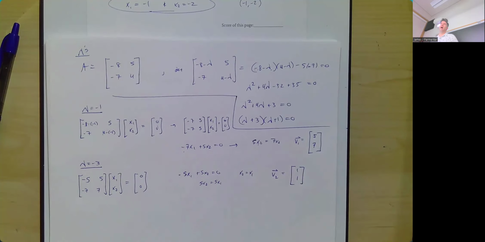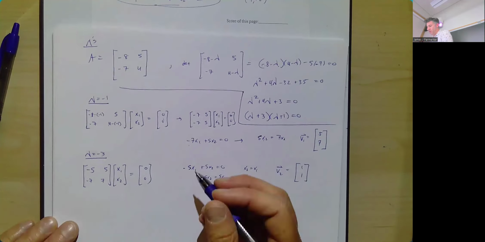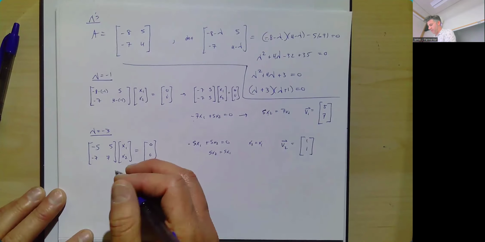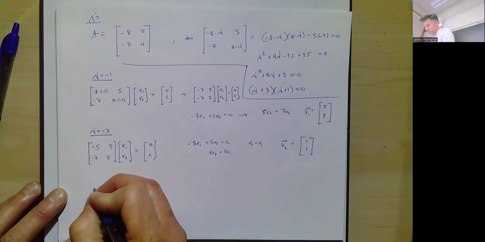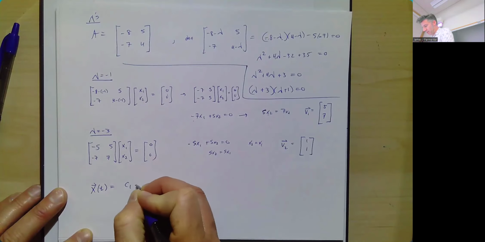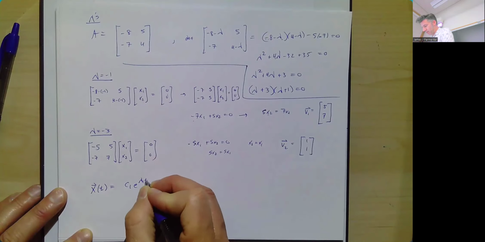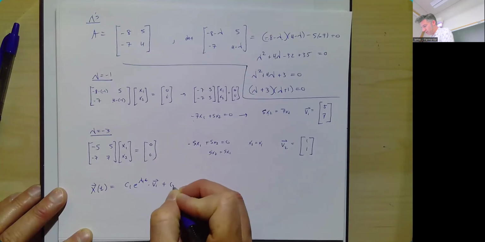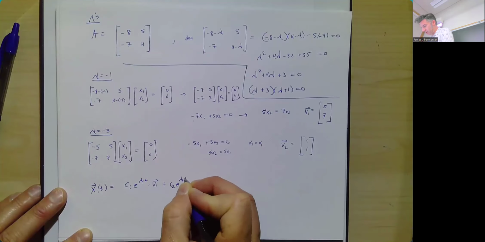You could pick something else, but make the normal choice, the one where the integers are as small as possible, and you avoid fractions if you can. All right, so then we're going to write our system. Our solution is going to be, and I have to remember myself how this works, C1 e to the lambda 1 t times v1 plus C2 e to the lambda 2 t times v2.